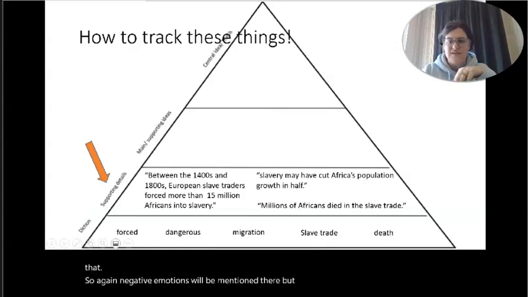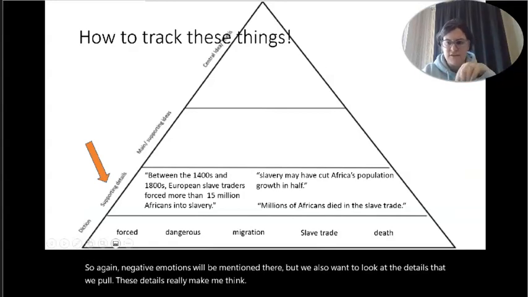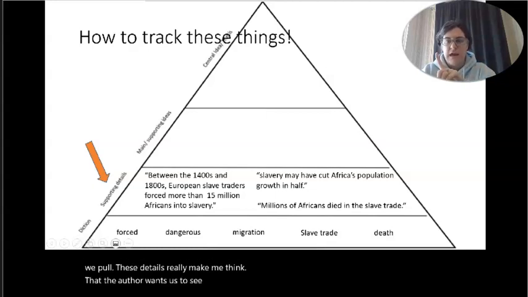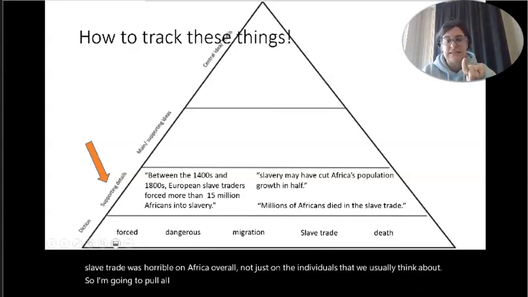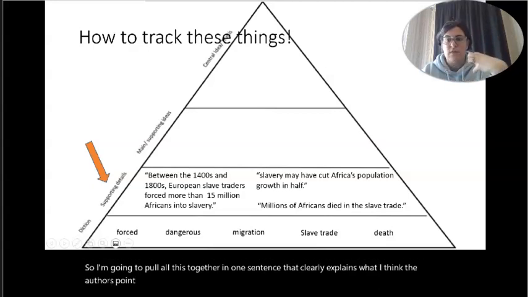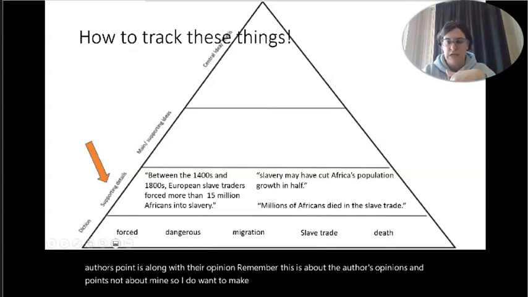But we also want to look at the details that we pull. These details really make me think that the author wants us to see who caused the problem and understand the impact of the slave trade was horrible on Africa overall, not just on the individuals that we usually think about. So I'm going to pull all this together in one sentence that clearly explains what I think the author's point is, along with their opinion. Remember, this is about the author's opinions and points, not about mine. So I do want to make sure it's very clear that it's not my opinion.